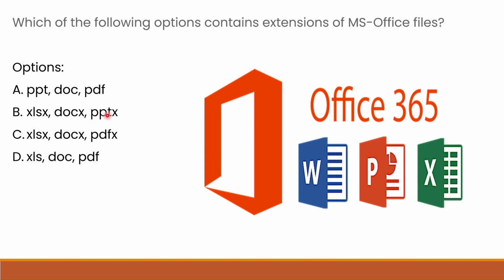Hope you found the answer. If you think option B is the correct answer, then you're correct. Okay, let's go through the options one by one. In the first option, we have PPT, doc, PDF. PPT is the extension of Microsoft PowerPoint, doc is the extension of Microsoft Word, and PDF is the extension for portable document format, which is actually an Adobe one. So this is not correct.